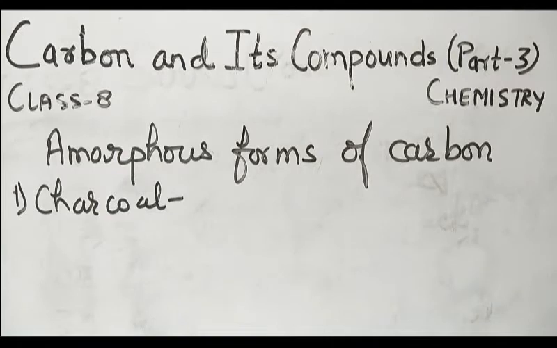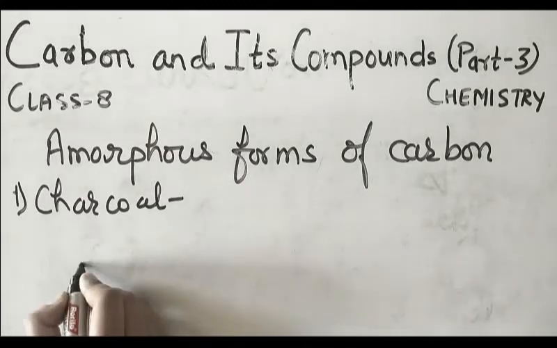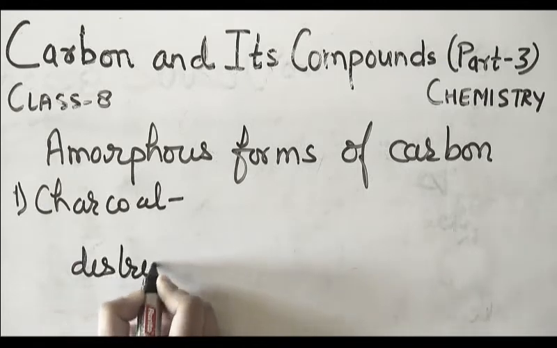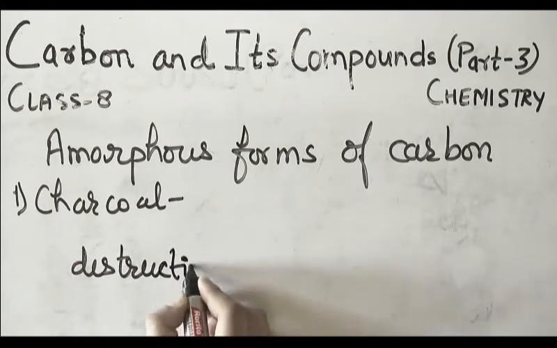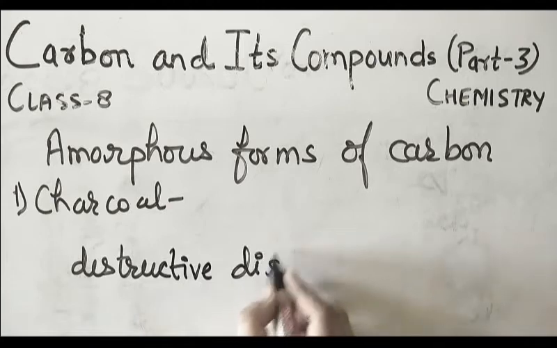If we discuss charcoal, it is a black, soft and porous solid. That means it is black in color, very soft in nature and porous, that is, hollow from inside. And this charcoal is formed when organic substances such as wood are heated, by the process of destructive distillation. It is formed by the process of destructive distillation.